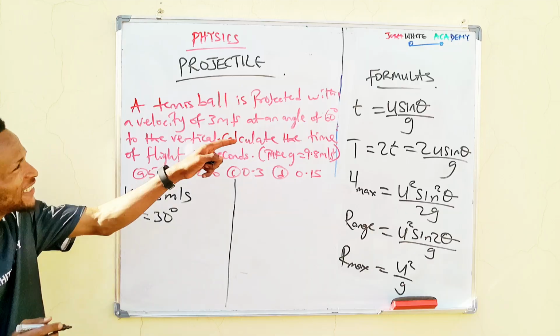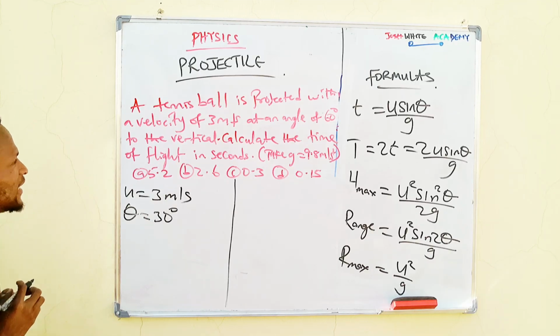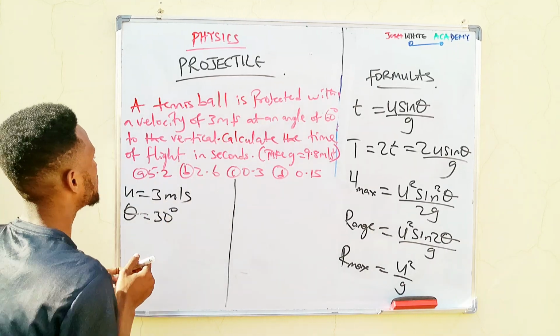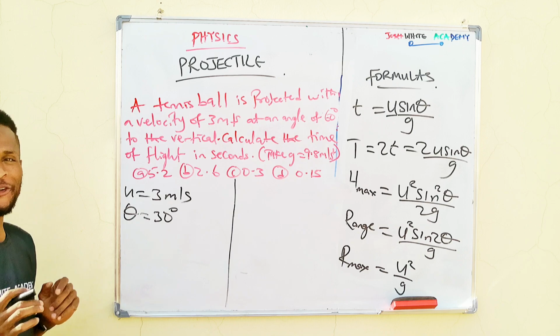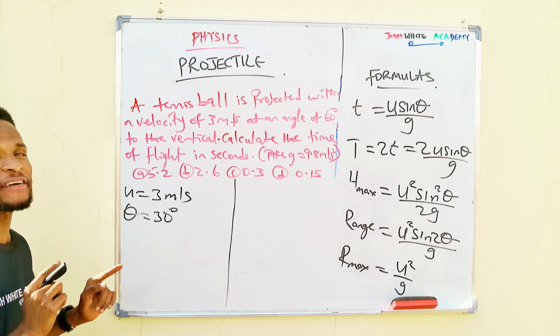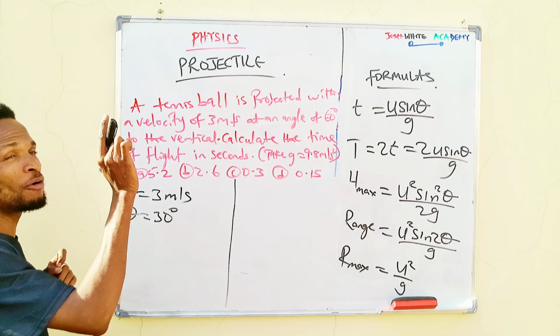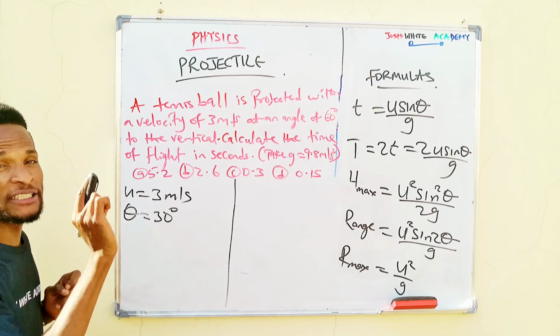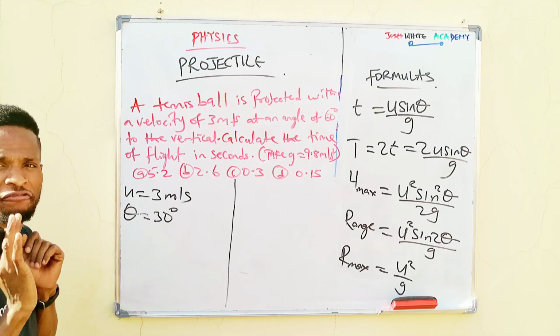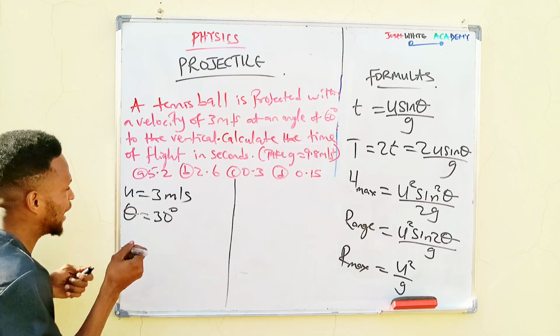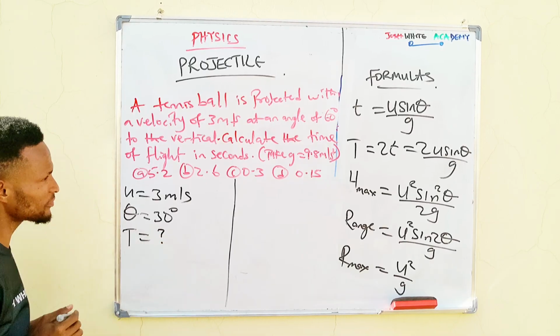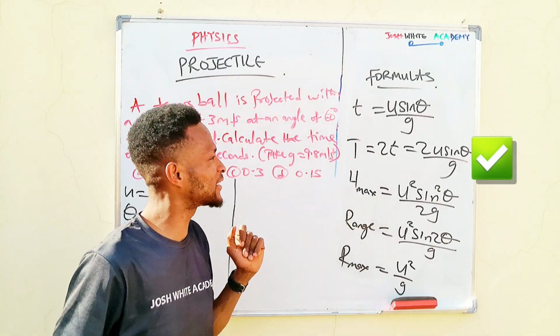30 degrees, not 60 degrees. And we have been asked to find time of flight. Please take note, time of flight is different from time to reach a maximum height. Time to reach a maximum height is a small t, which is half of the time of flight. So time of flight is a capital T. So what's the formula for capital T?